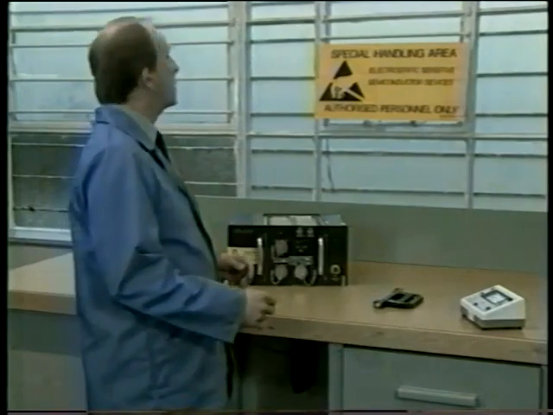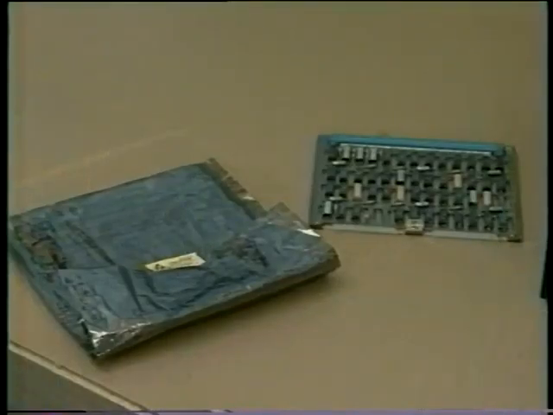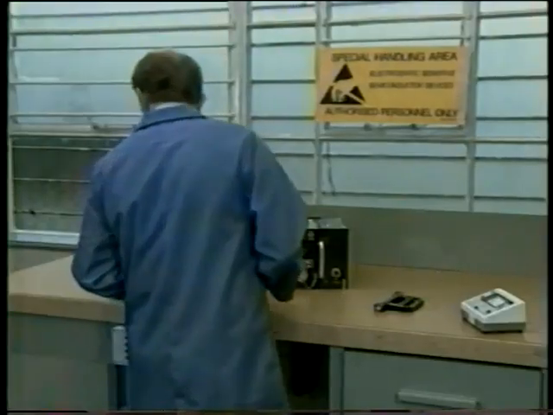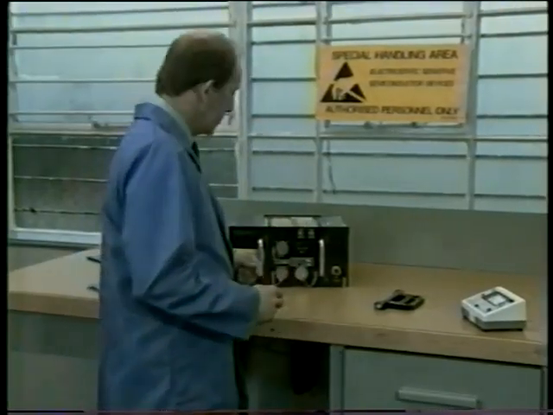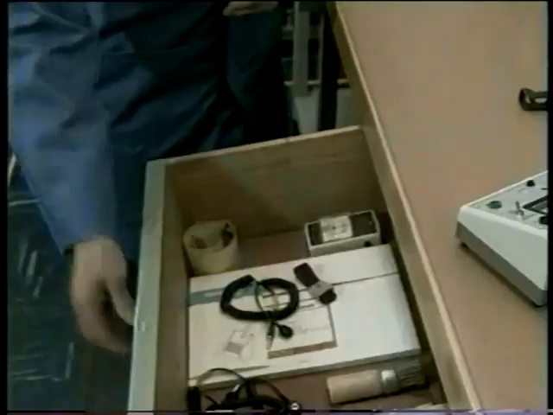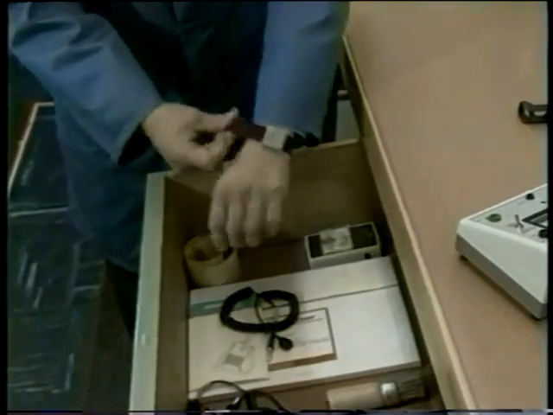The Type 2 special handling area is essentially the same as the Type 1, but has no power supply and is intended for the unpacking of equipment containing ESSDs, replacement of subassembly and PCBs, and repackaging. But the important thing, of course, is how they are used. The operational procedures for both types of special handling areas are the same.